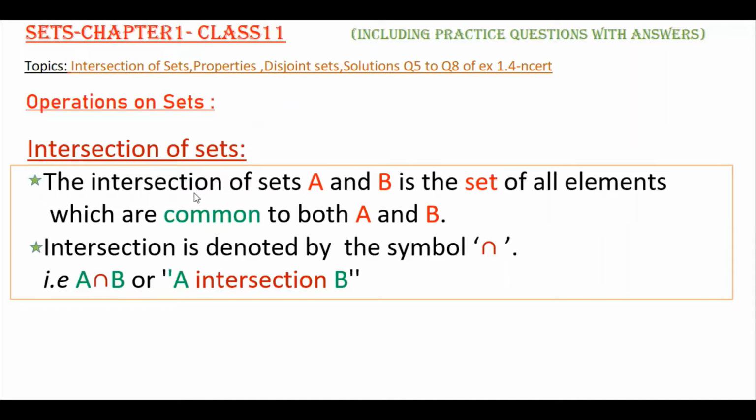So here the intersection of sets A and B is the set of all elements which are common to both A and B. It is denoted by this symbol, and you can write it as A intersection B like this.